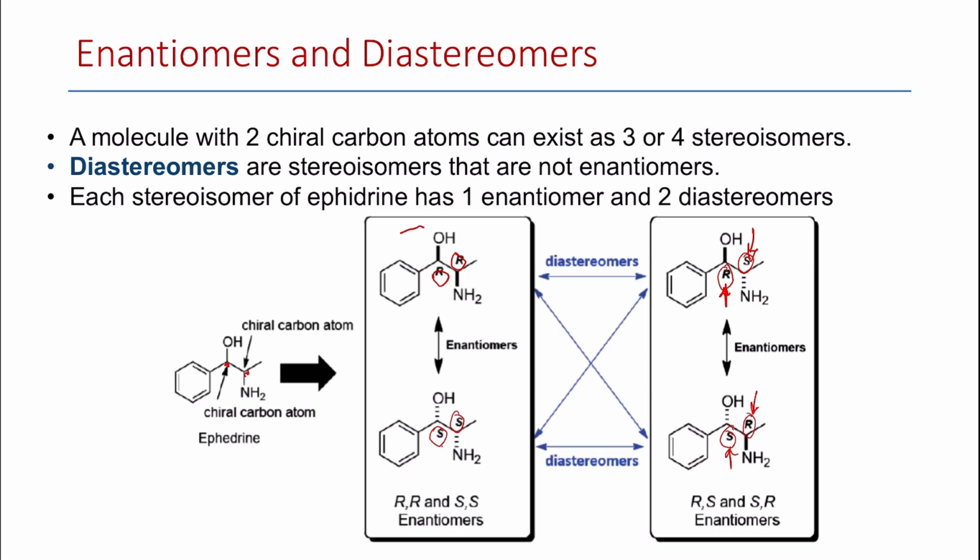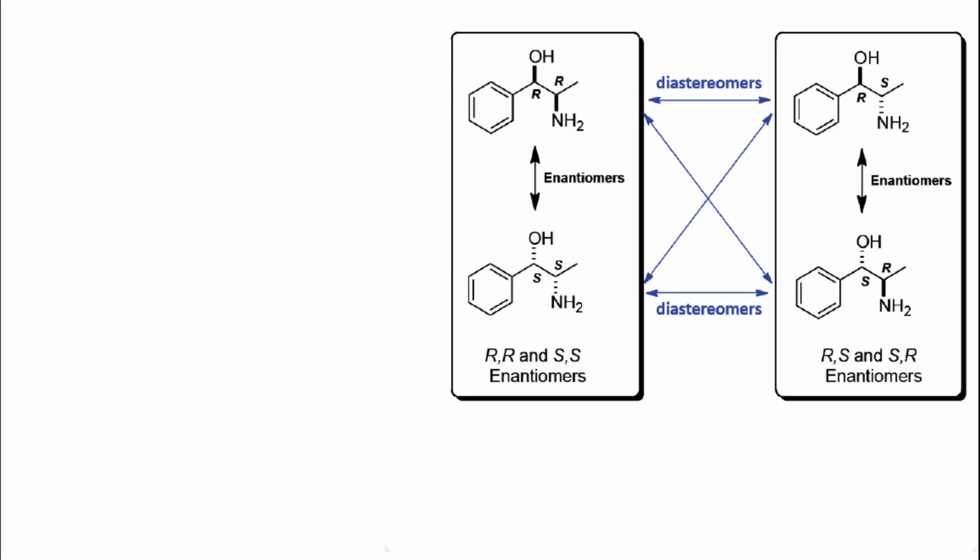So if we have a look at this stereoisomer, which is the R,R, then the one opposite to it, which has one R and one S, is the diastereomer of that stereoisomer, because only one configuration has changed. Also, the one with S and R, this one at the bottom, will be the diastereomer of this one because only one has changed. And you can apply the rule to all the different stereoisomers.